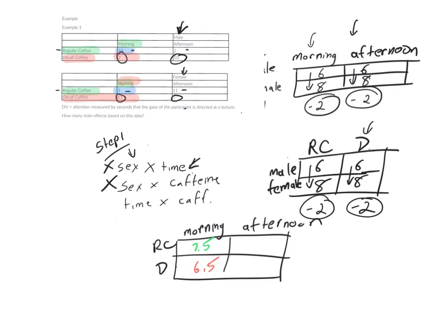And then let's go ahead and look for afternoon regular cup. Here it is, and here it is, right? Just to show you again where I'm looking. Here's regular cup. I don't know if you can see that. And here is afternoon and afternoon. So 2 plus 3, we just did this calculation. It's going to give us a 6.5.